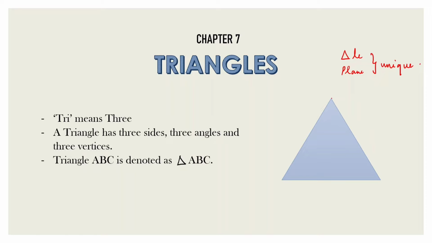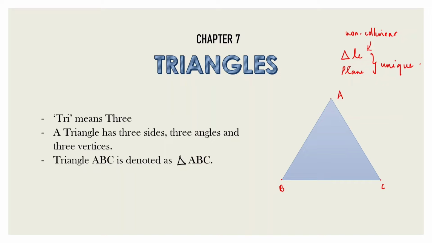Here in the figure we could see that it has 3 points. Let's name the points A, B and C. We could see that these 3 points are non-collinear. Since they are non-collinear, what can we say? We could say that it forms a unique triangle and a unique plane.